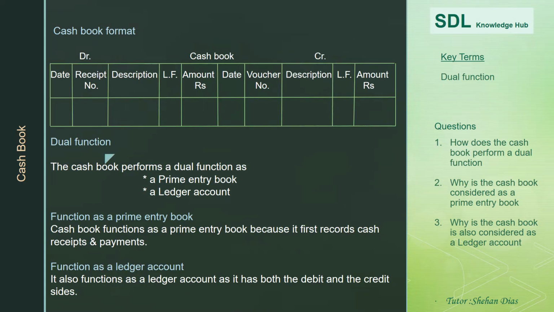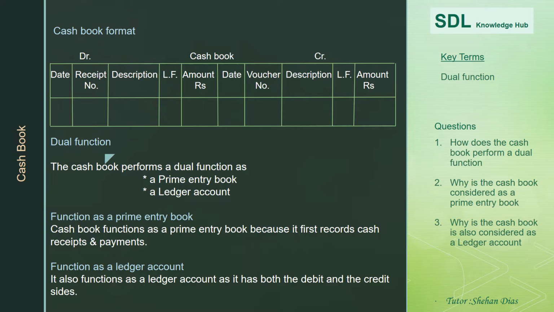The format of the cash book. So if you look at the screen, you can see the format of the cash book, which has date, receipt number, description, ledger folio, and amount on the debit side, and again on the credit side, date, and you have voucher number there, description, ledger folio, and amount.